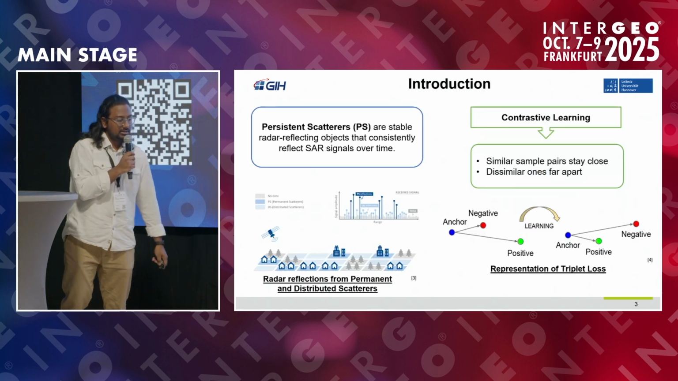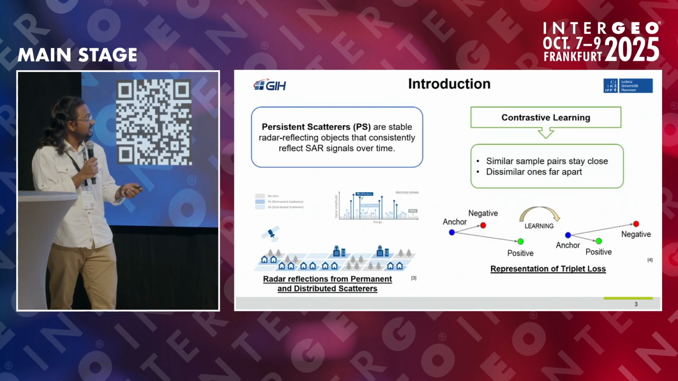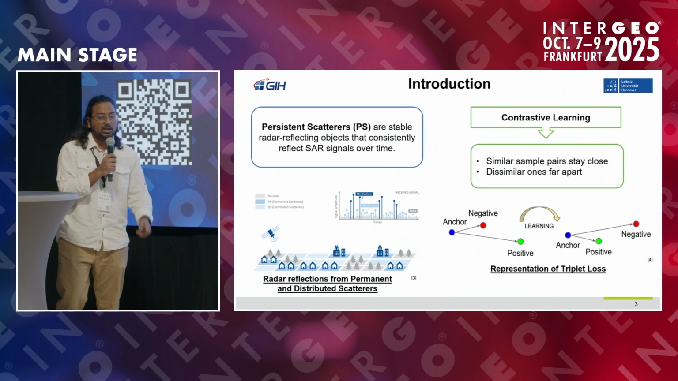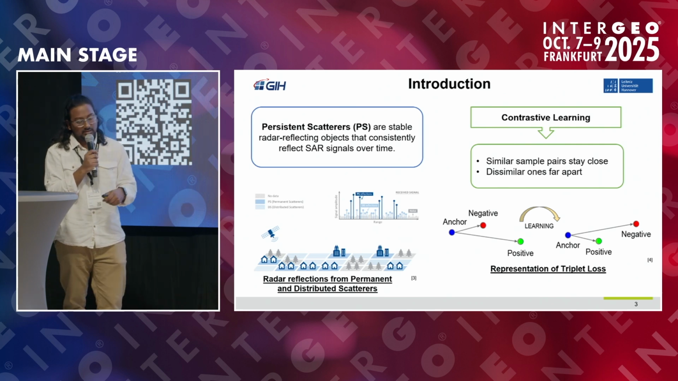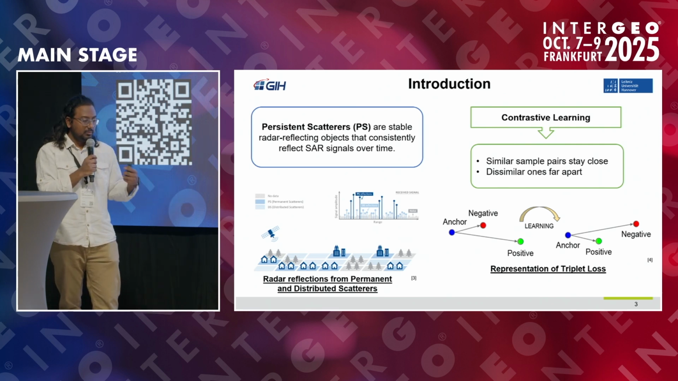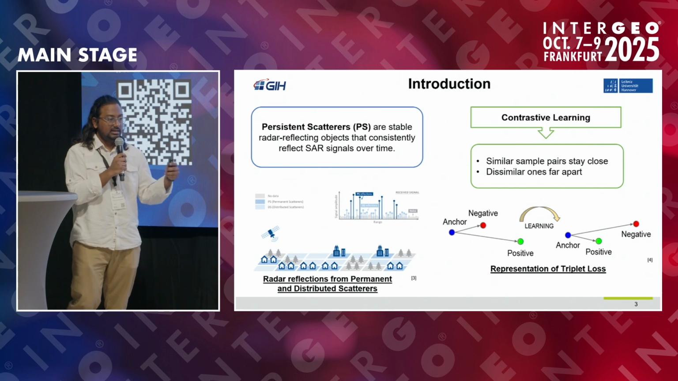Let's start with the introduction. The first, InSAR time series consists of two types of data sets. One is persistent scatterer, and another one is distributed scatterer. These are points that constantly reflect the signal back to the satellite. And the difference between the PS and DS is the amount of amplitude they reflect back.